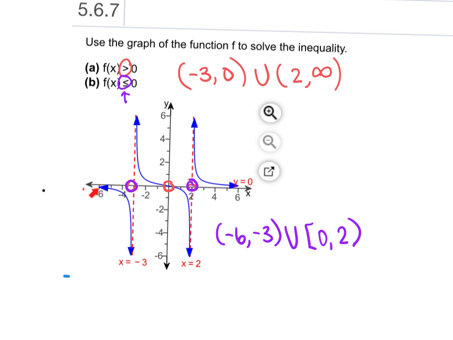So we're below the line from -infinity to -3. We're also below the line from this x-intercept, 0, to 2. We can't include the 2, though, because, again, we have an asymptote there.